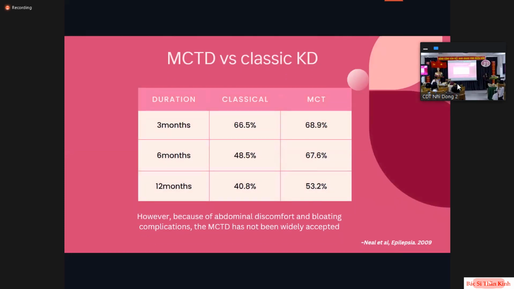This is just to show you the difference in the efficacy of the MCT-KD versus the classical KD. This shows you a seizure reduction, and I think there was not much difference. That's what the authors were trying to depict, that there was not much difference between the classical and the MCT-KD at 3 months, 6 months, and 12 months of initiation. But because of the side effects of abdominal discomfort and bloating, the diet was not widely acceptable.